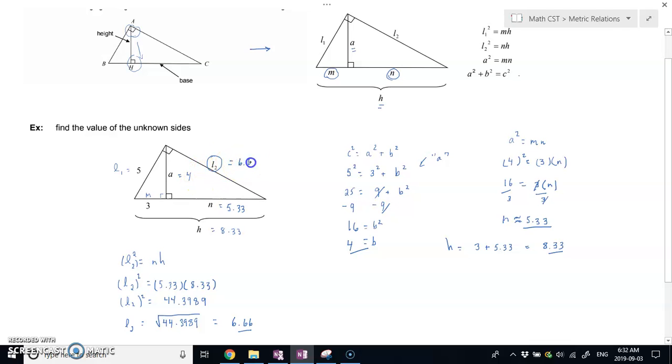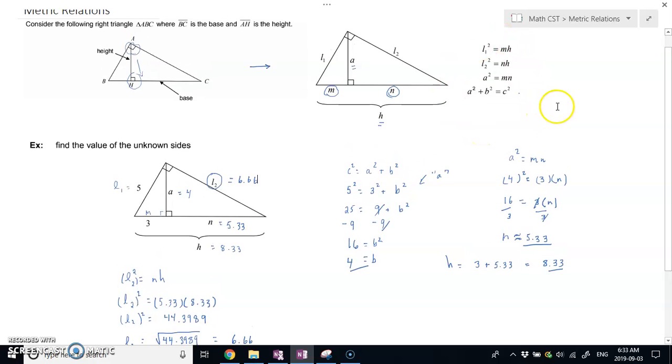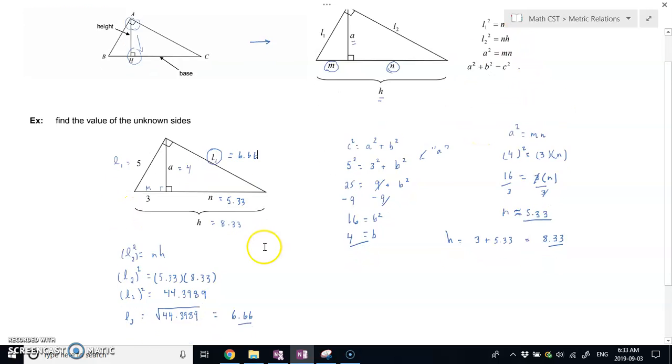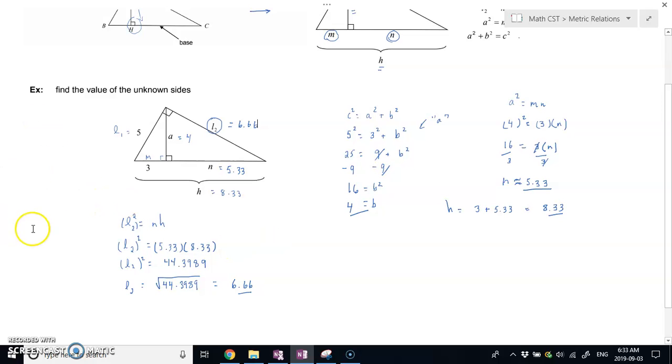Now, as I said, metric relations questions are extremely common in the short answer portion of the exam, and so I really want you to be able to work with these. So make sure these formulas up top are on your memory aid. All right, so we'll take up more metric relations and how to solve long answer questions using triangles.